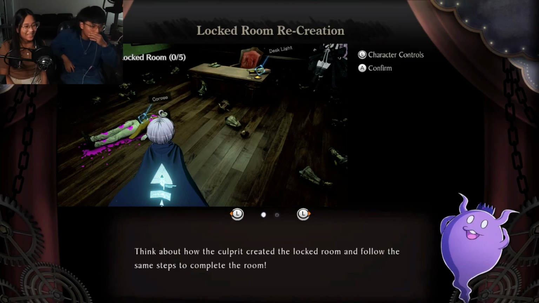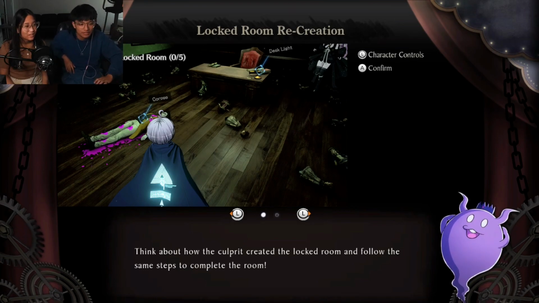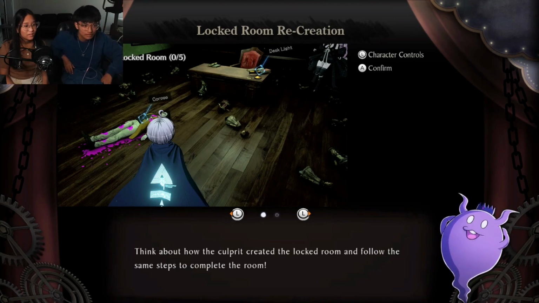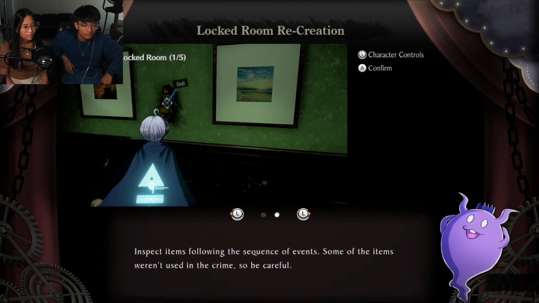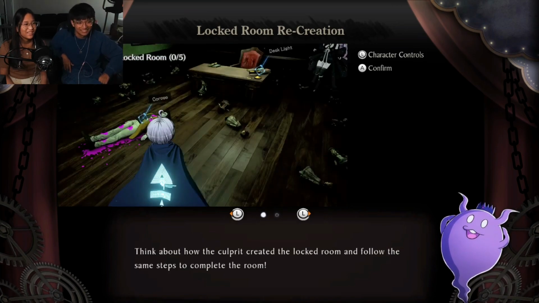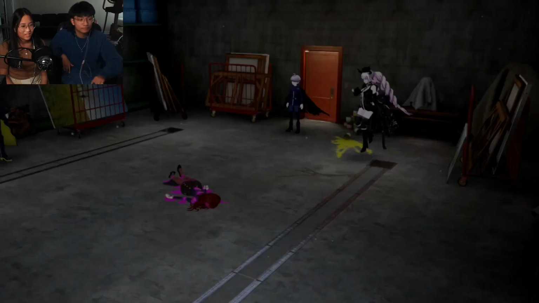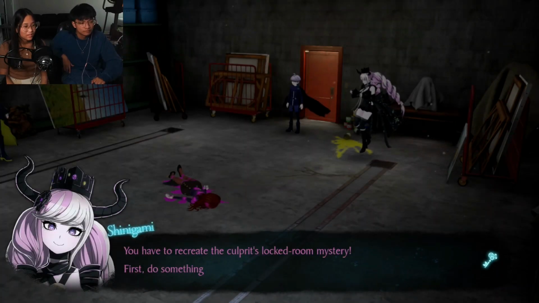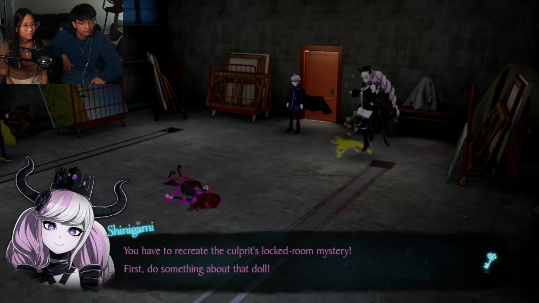Okay. Think about how the culprit created the locked room and follow the same steps to complete the room. Inspect suspicious items. Following the sequence of events, some of the items weren't used in the crime. Okay, so there's the red herrings. You have to recreate the culprit's locked room mystery. First, do something about that doll.